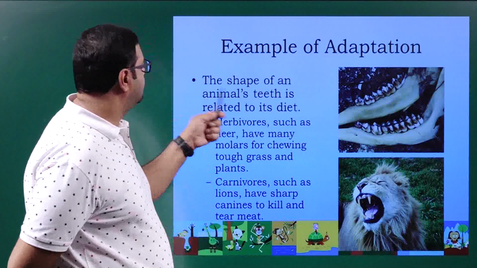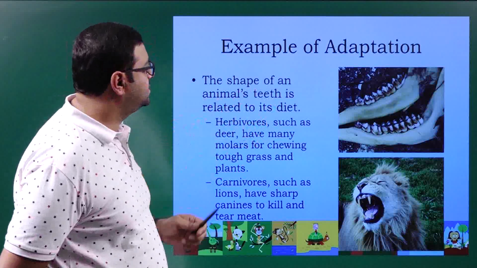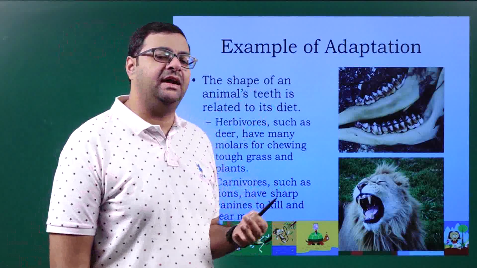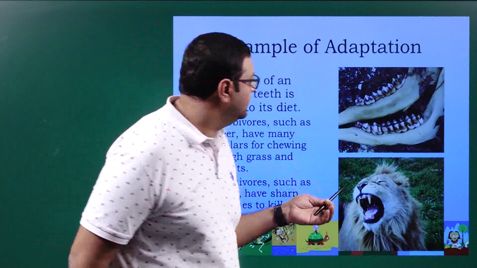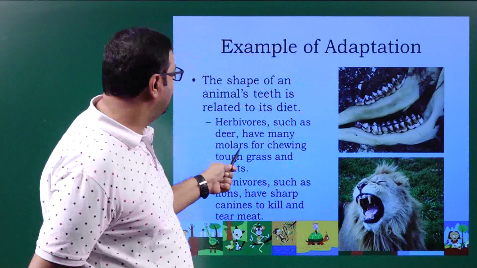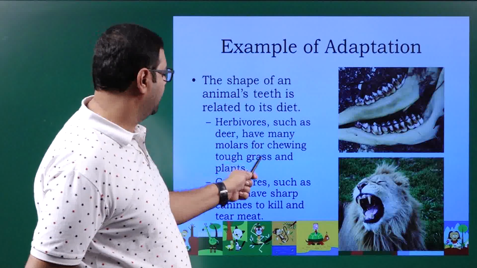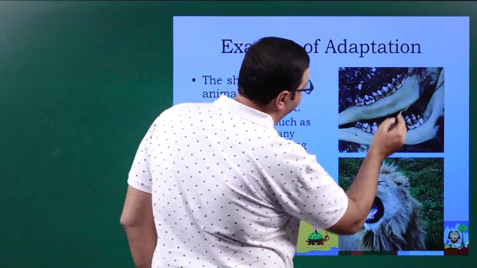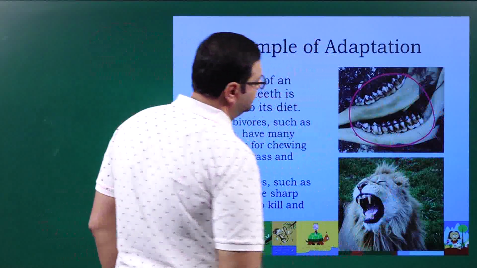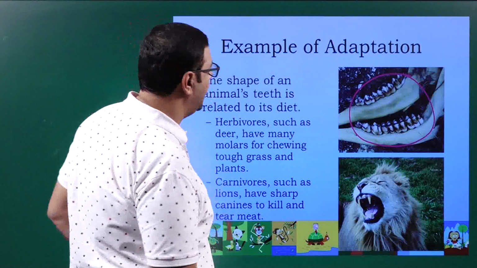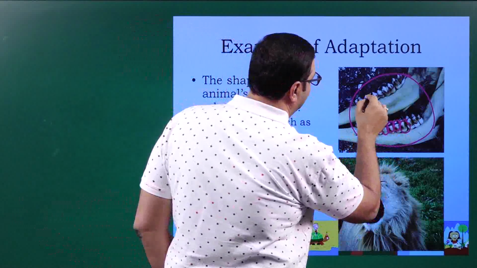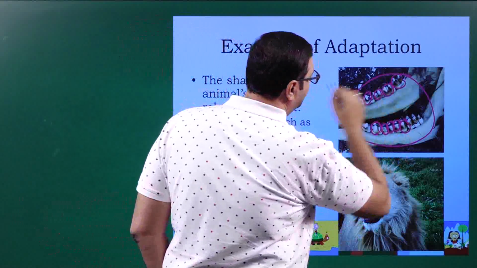Now the shape of an animal's teeth is related to its diet. So whatever teeth an animal has, they are adapted for the diet that it eats. Herbivores such as deer have many molars for chewing tough grass and plants. If you see here, this is a skeleton of a deer, and you can see many molars present here.